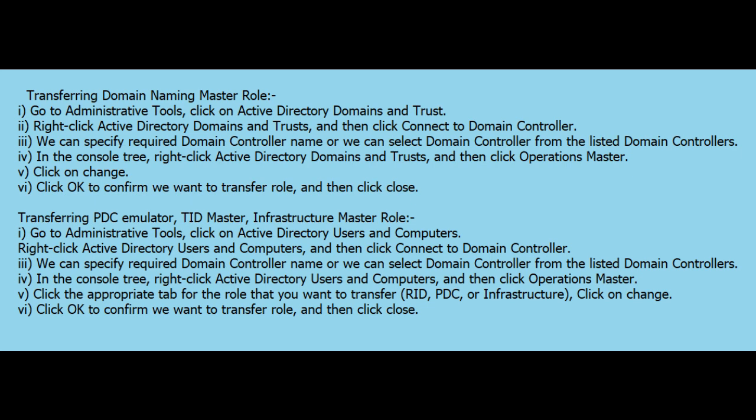2. Right-click Active Directory Domains and Trusts, and then click Connect Domain Controller. 3. We can specify required domain controller name or we can select domain controller from the listed domain controllers. 4. In the console tree, right-click Active Directory Domains and Trusts, and then click Operations Master.